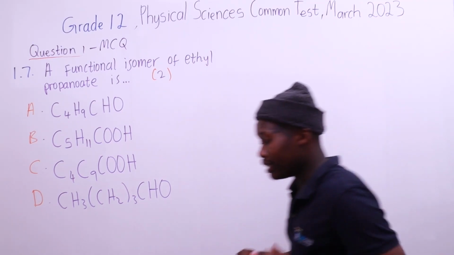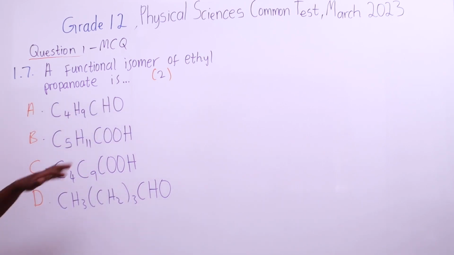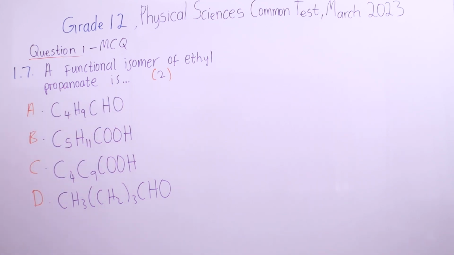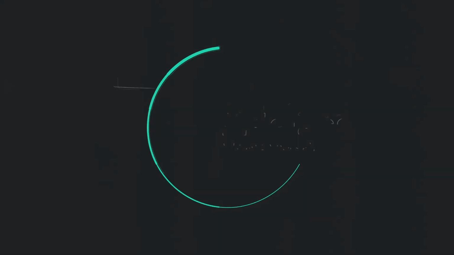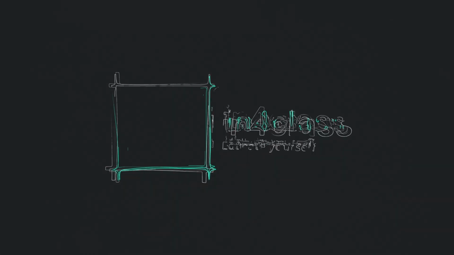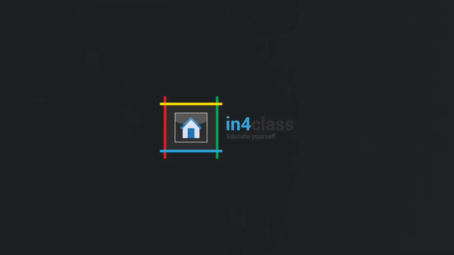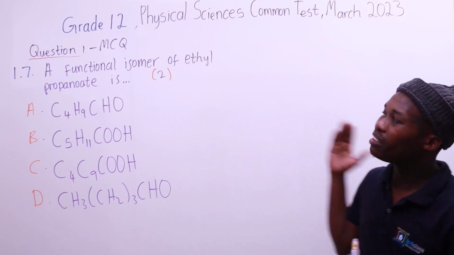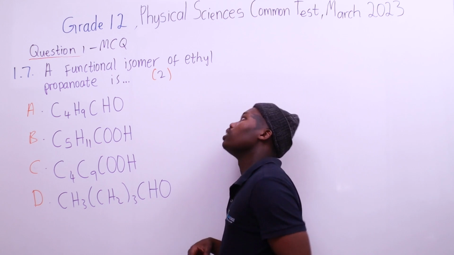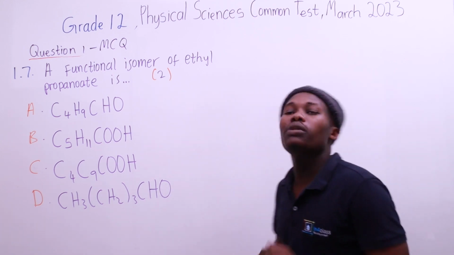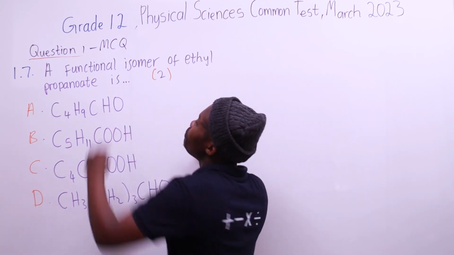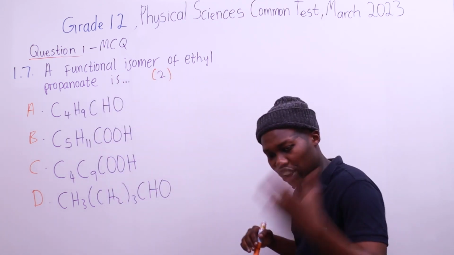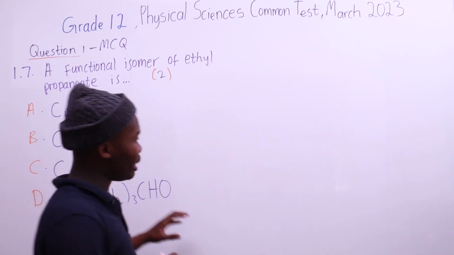Question 1.7, for 2 marks, says a functional isomer of ethyl propanoate is, and then they give us molecular formulas, but these are expressed in a different way. Let's check first: ethyl propanoate belongs to which homologous series? And what is a functional isomer?